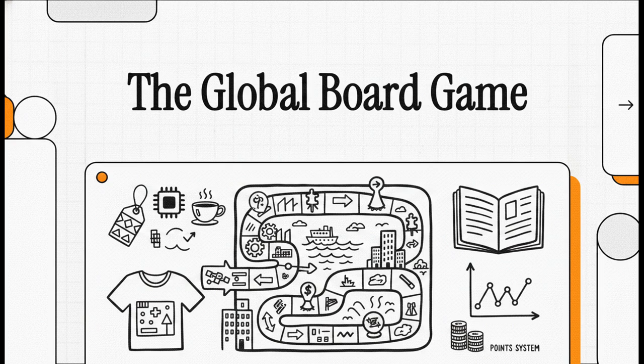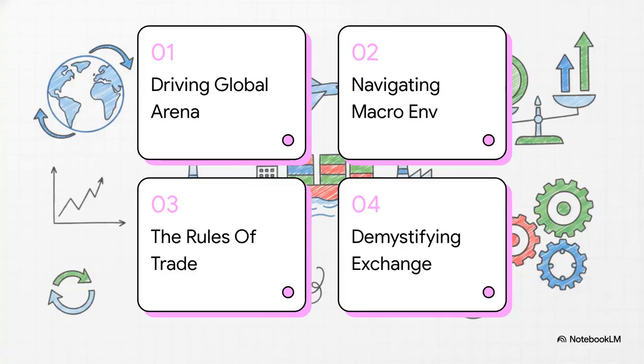So today in this explainer, we're going to break down the mechanics of this intricate game using some foundational macroeconomic principles. Let's get into it. Okay, so here's our roadmap for today. First up, the forces driving the global arena. Second, navigating the macro environment. Third, the rules of trade. And finally, number 4, demystifying the exchange market.